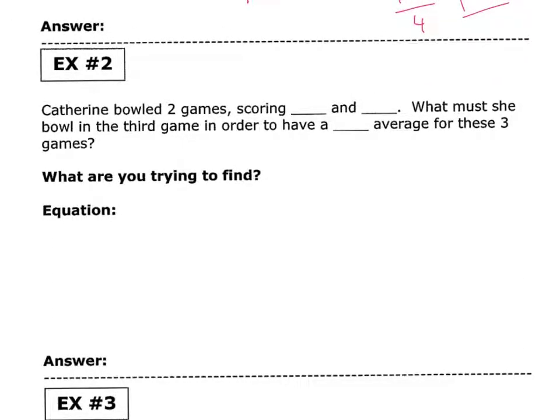Okay, now example 2 is a little bit different. Okay, it's going to actually require a little bit more work. So we're going to have to write an equation that represents the situation and then go ahead and solve that equation. Okay, so it says Catherine bowled 2 games, scoring, she must be pretty good, scoring 210 the first game and 184 the second game. What must she bowl in the third game in order to have a 199 average for those 3 games?